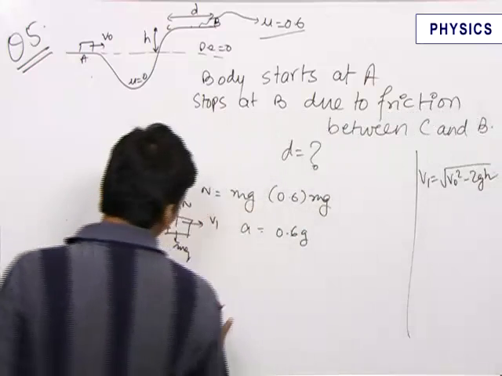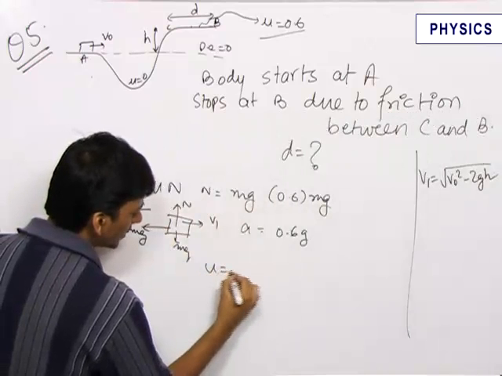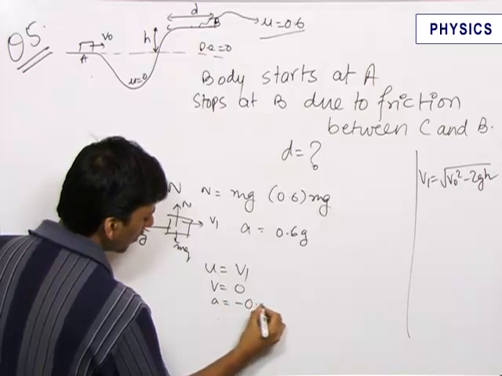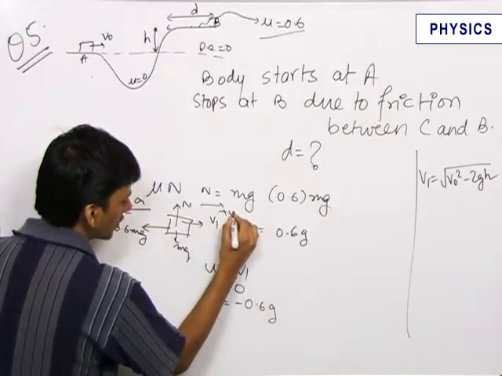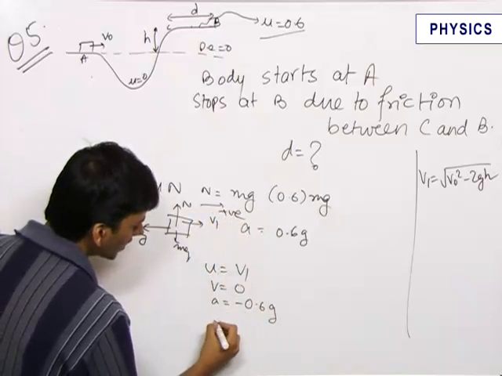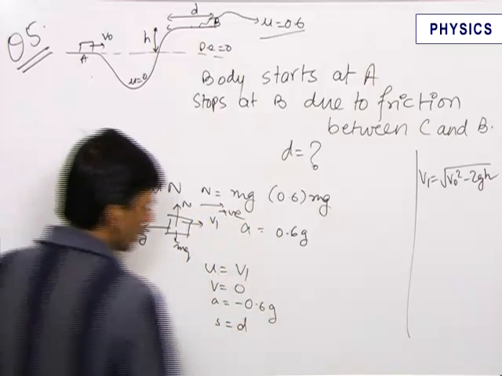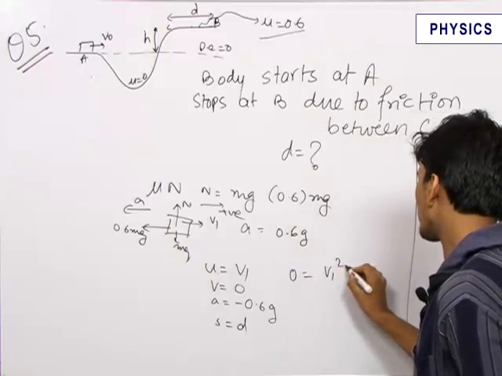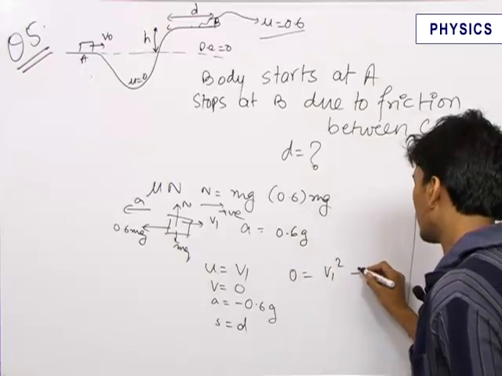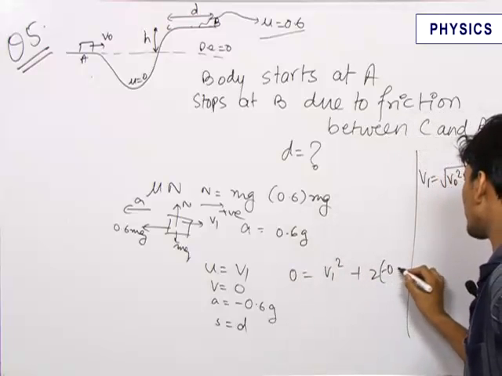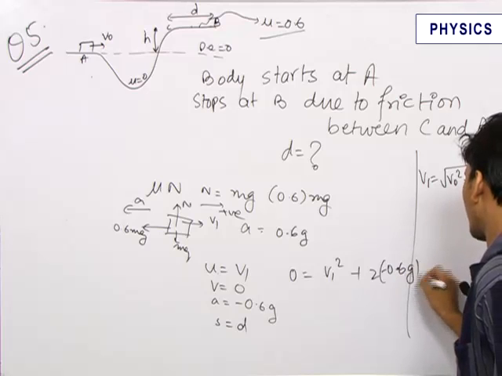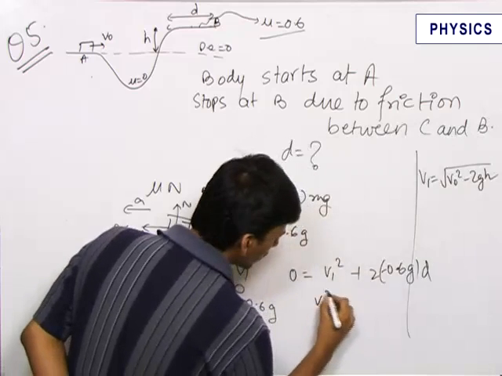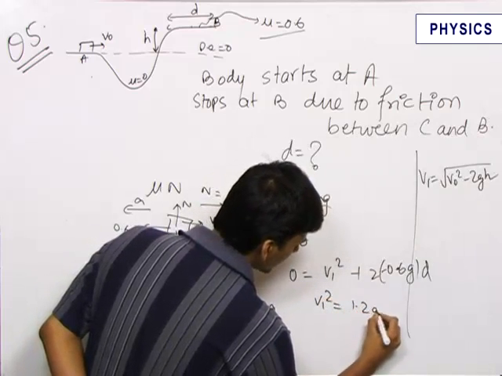Now we write the equation for rectilinear motion of the object. Initial velocity is equal to v1, final velocity is equal to 0, acceleration is equal to minus 0.6 g, as we have taken this direction to be positive, and we need to find the displacement, that is equal to d. So we apply v square is equal to u square plus 2as. That gives us 0 is equal to v1 square plus 2 into minus 0.6 g into displacement d. Now here v1 square is equal to 1.2 g d.